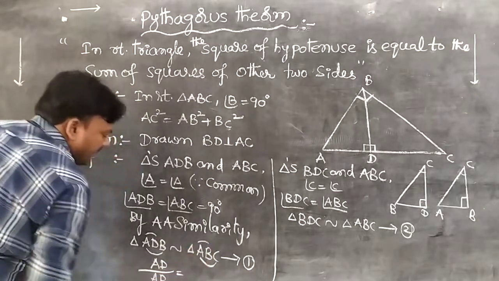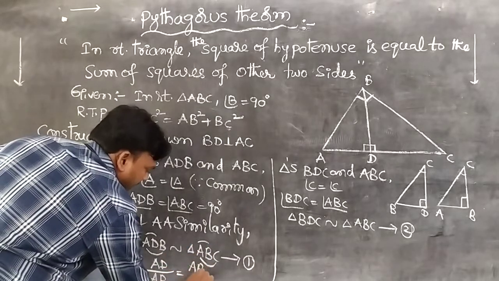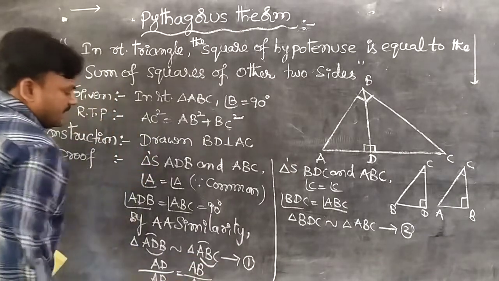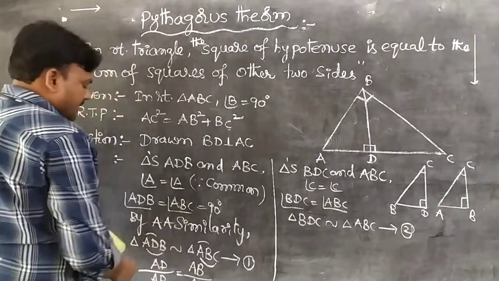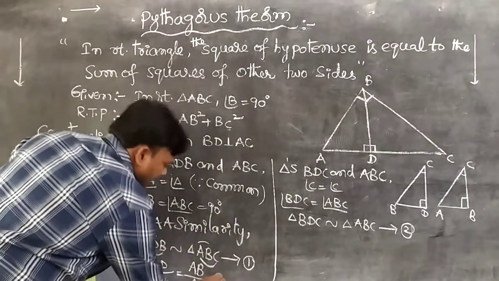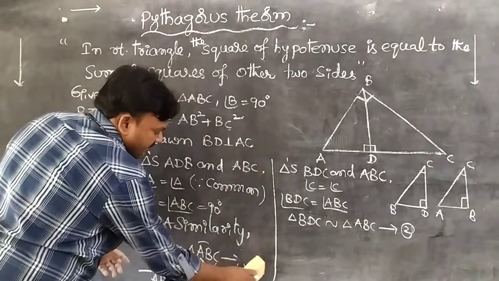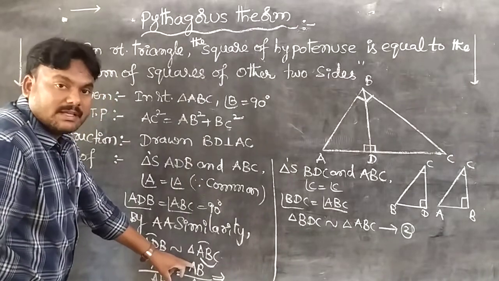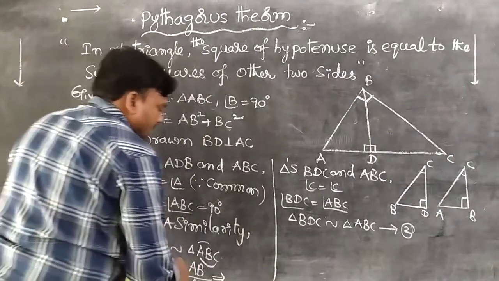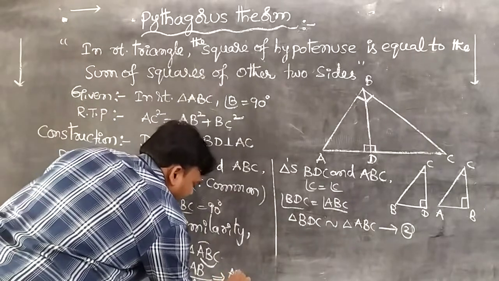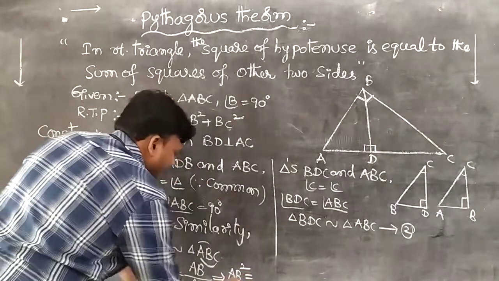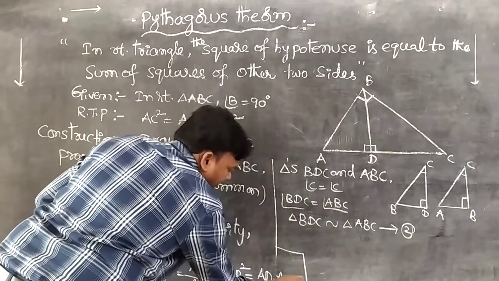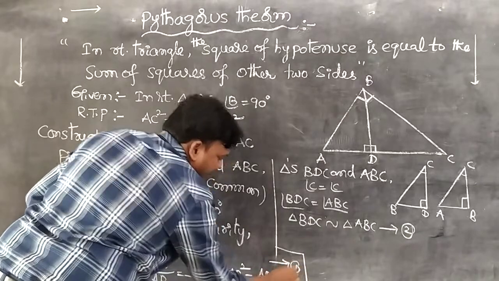AD by AB equal to AB by AC. And here also, that implies equation number 1. Here observe, students, cross multiplication: AB into AB, AB square, so AD into AC. So here observe, AB square equal to AD into AC. This is equation number 1, students.